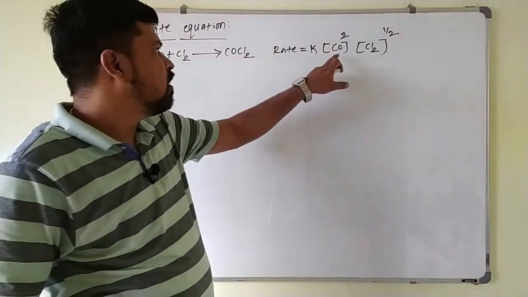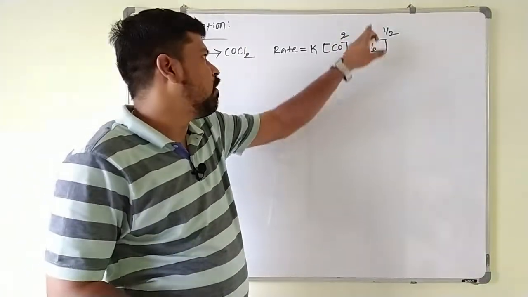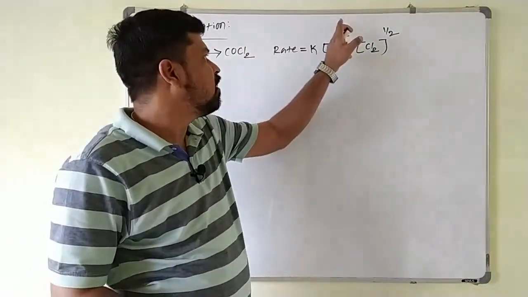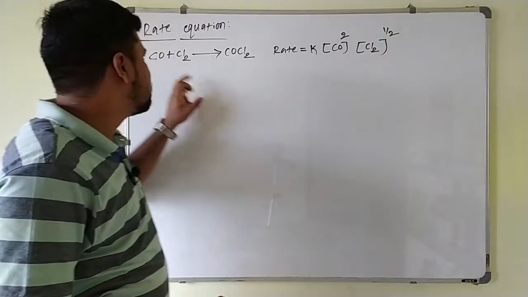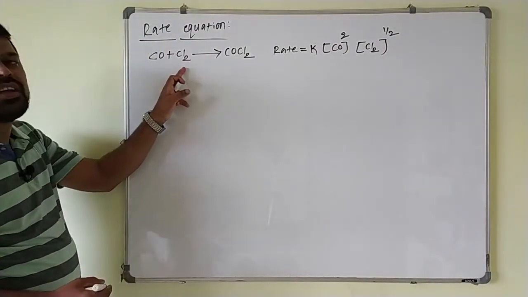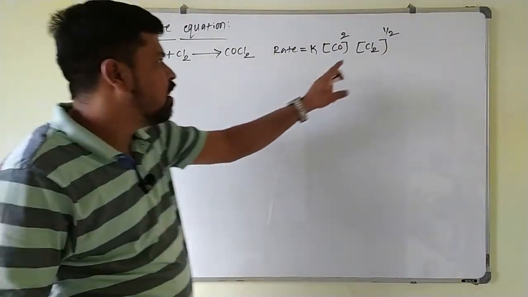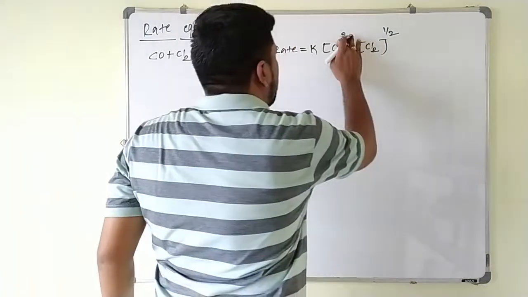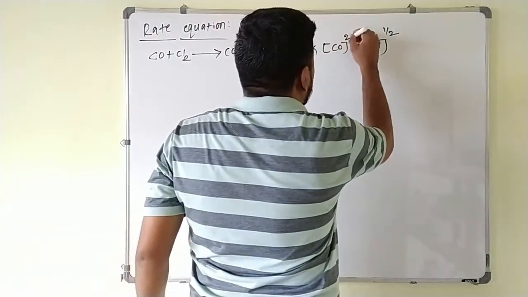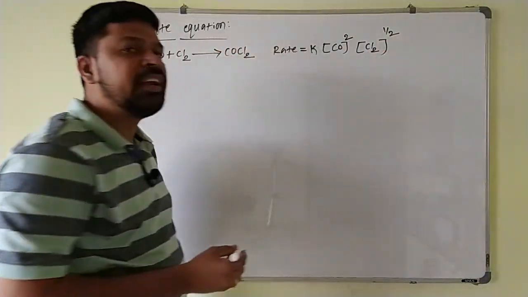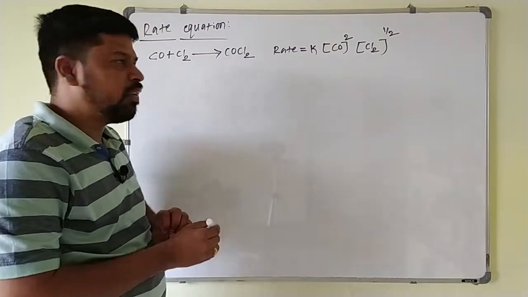See, now these powers, concentration term powers, these are experimentally obtained. These two powers are not equal to the stoichiometric coefficient. Here 1 and 1 is the stoichiometric coefficient, but these two powers are not equal to the stoichiometric coefficient here. So this is the experimentally determined rate equation for this equation.